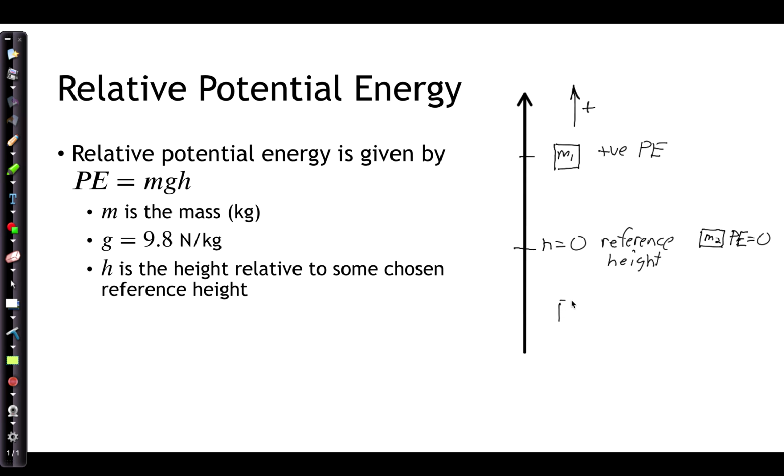And if you place another object, m3, down here, then this object has a height which is negative, right? So the h would be some negative number, like -2, I don't know, times the mass times the 9.8. And so PE would be negative. Yes? So the key act here is to choose that reference height. And again, the choice of that reference height is usually a matter of convenience. You put it somewhere that makes your life easier to solve a problem.